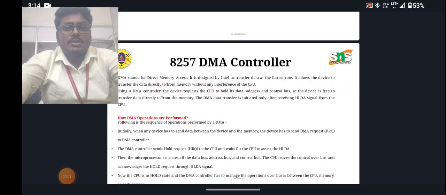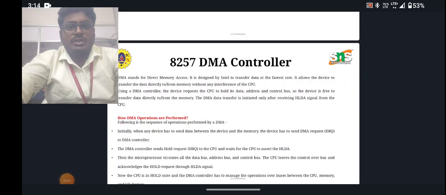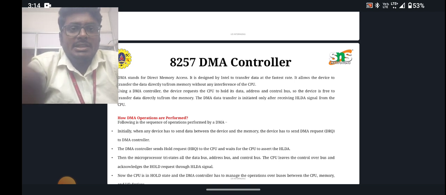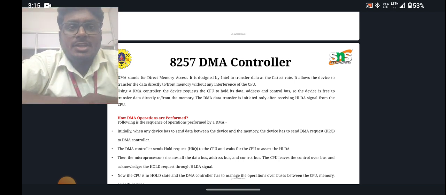Now we can discuss the topic of the 8257 DMA controller, where DMA stands for Direct Memory Access. It is designed by Intel to transfer data at the fastest rate.